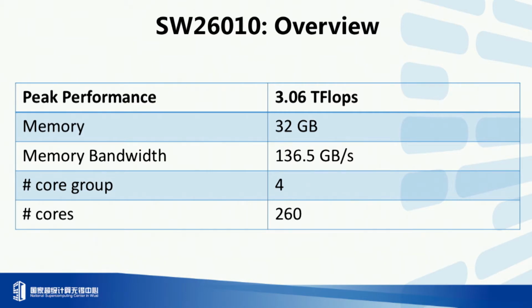It's 136 gigabytes per second. It's DDR3 memory. And as I mentioned, it's divided into 4 core groups. OK, so that's about the processor. Then with the processor, how do we actually integrate them into a supercomputer?